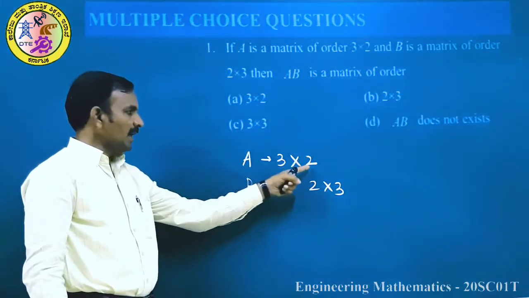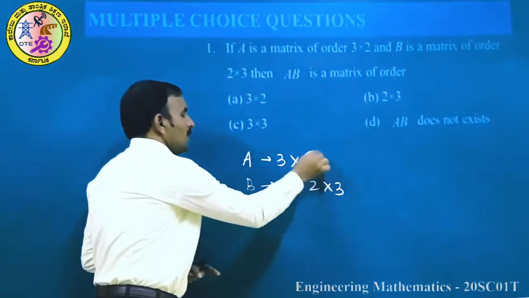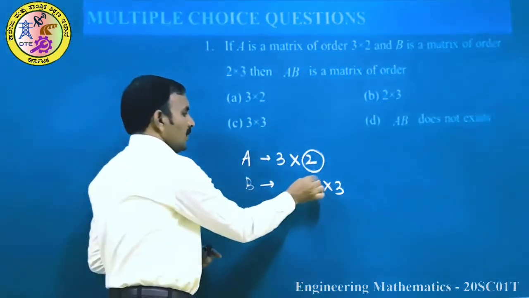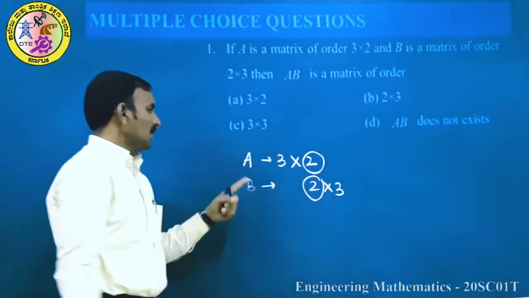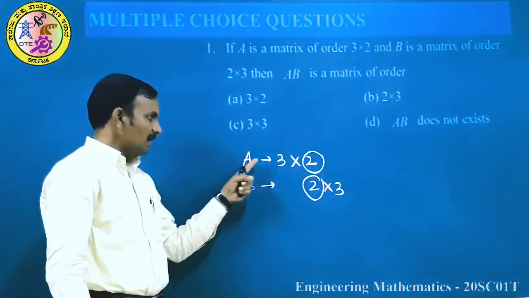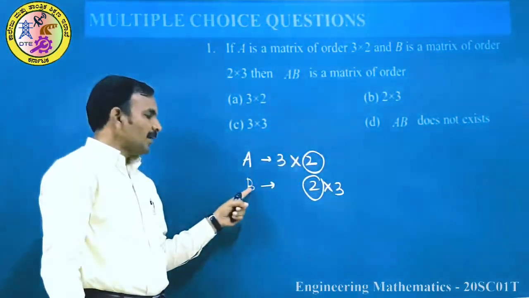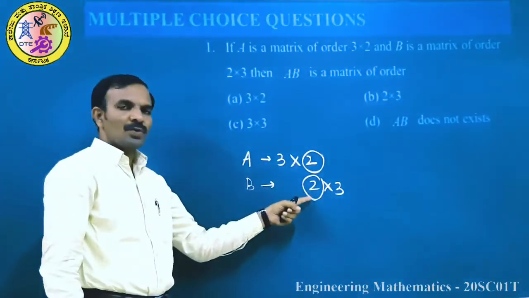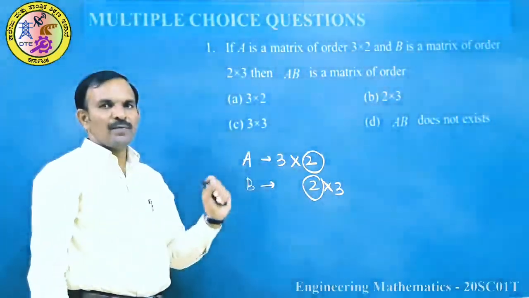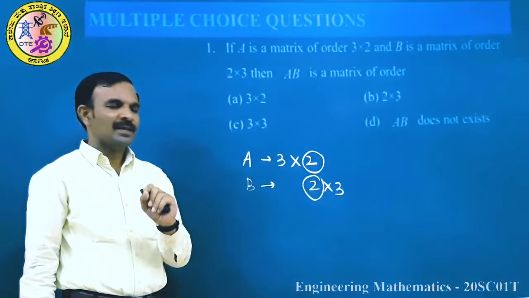Number of columns in A is 2. Number of rows in B is 2. Number of columns in A is equal to 2, number of rows in B is equal to 2. Both are equal. Therefore, A into B exists. This is the first one.